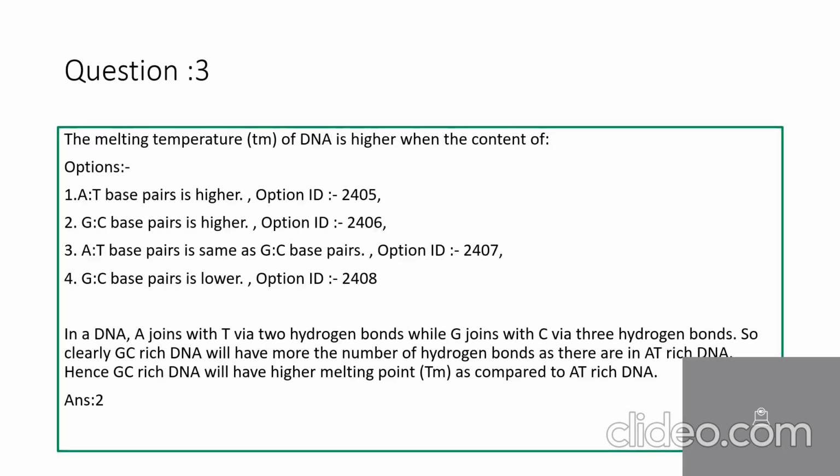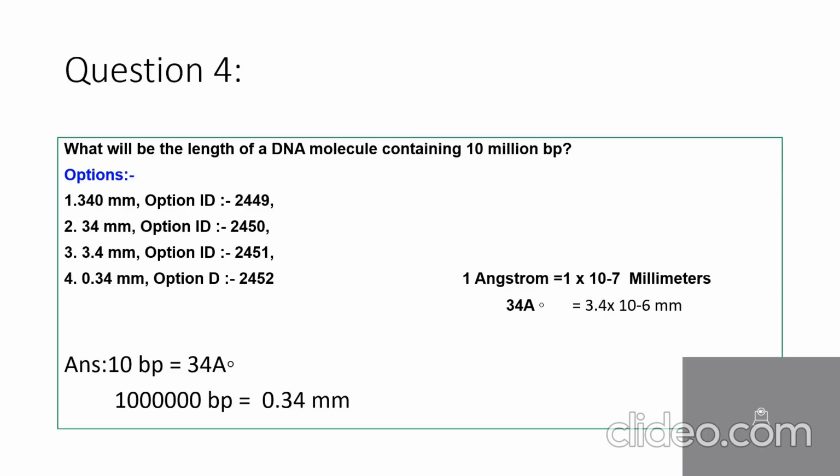The next question: the melting temperature of DNA is higher when the content of GC base pairs is higher, because G and C will make bonds with 3 hydrogen bonds. To break the 3 hydrogen bonds, the melting temperature should be high. So the answer here is option 2, GC base pairs are higher. We'll move to the next question.